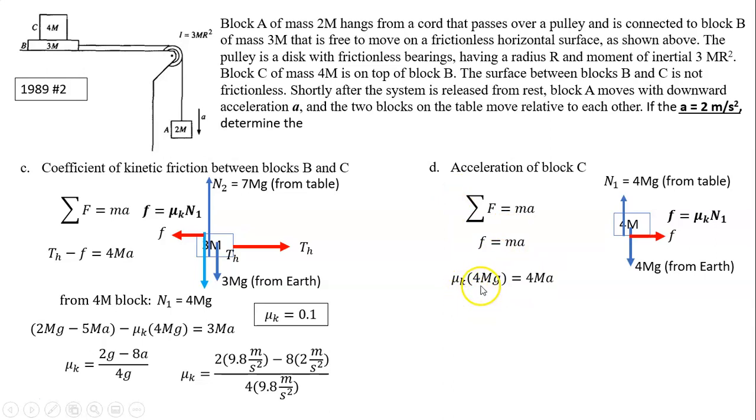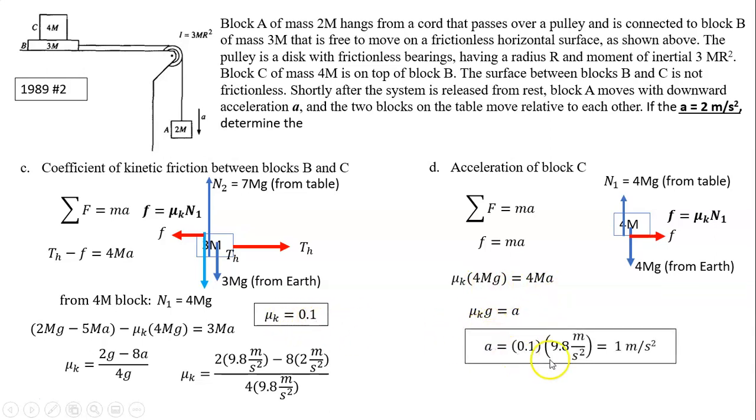And friction, we know, is mu k times N. N is 4mg, and that equals 4ma. So a is just mu k times g. We already know what mu k is, and we know what g is. So the acceleration is about 1 meter per second squared.